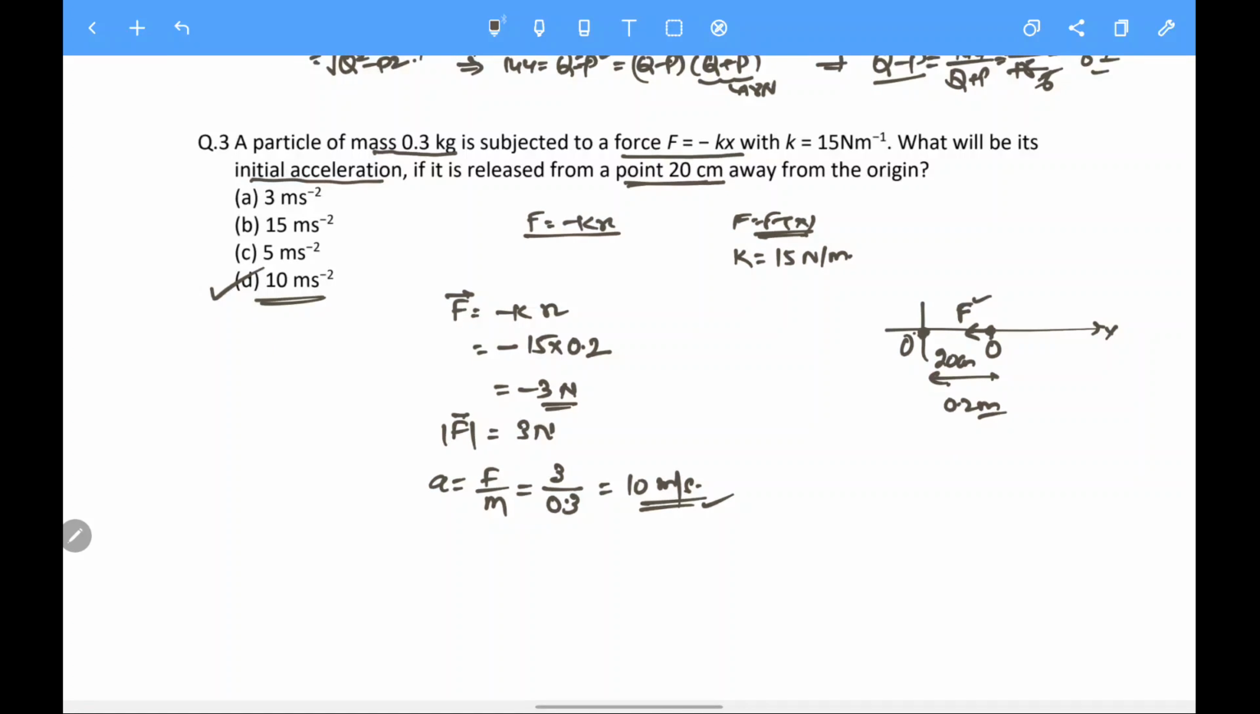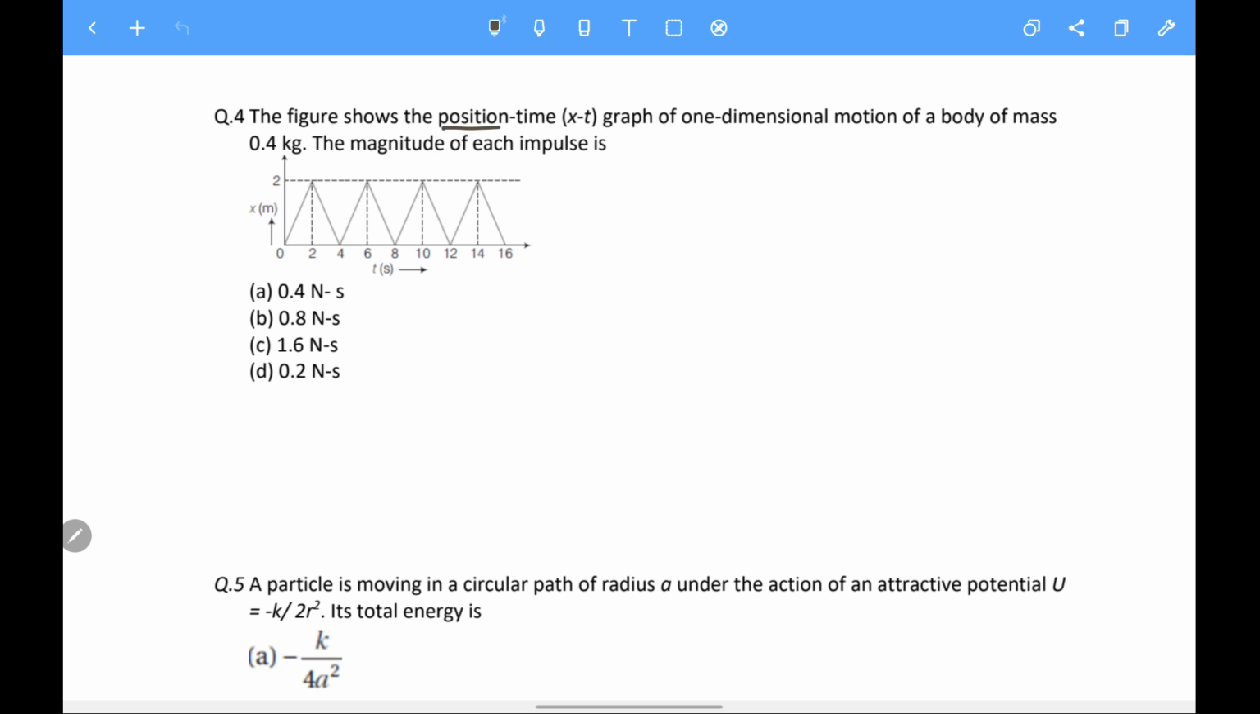Question number 4. The figure shows position time graph of one-dimensional motion. That means object is moving. This is our reference. This is origin point, origin or reference point, and object is moving along the x direction. This is the one-dimensional motion or rectilinear motion of the body. Mass of the body is 0.4 kilogram. Magnitude of each impulse is.